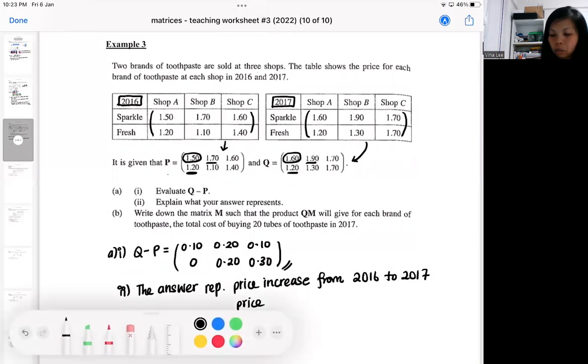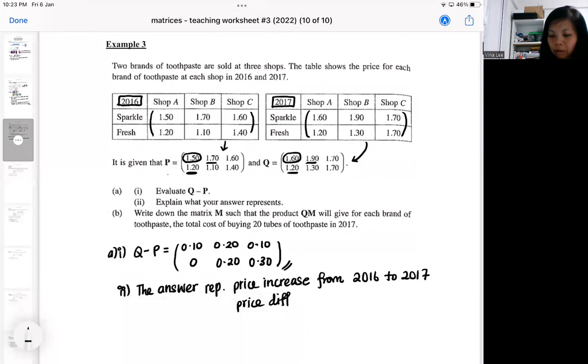The reason why I can use price increase is because when I do the subtraction in this case, everything is positive. That means from 2016 to 2017, there is a price increase. If there's a price decrease, then of course we'll get some negative numbers.